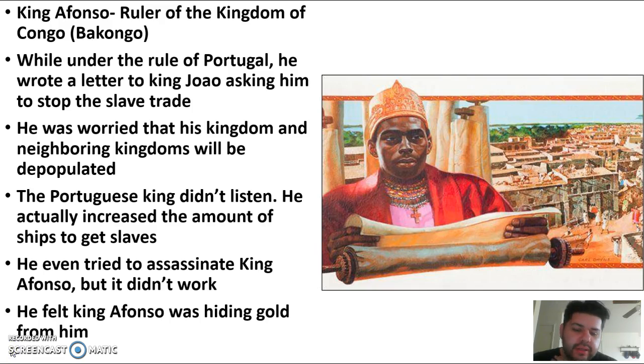So here's the thing. Before we move on to King Afonso, I forgot to mention this in the last slide. You have to remember that the slaves that were sent to the Americas, the New World, were not captured by the slave traders, the Portuguese and the Dutch and things like that. No, that wasn't them. They were the ones who had the ships. The people who were actually capturing them, those were other Africans.